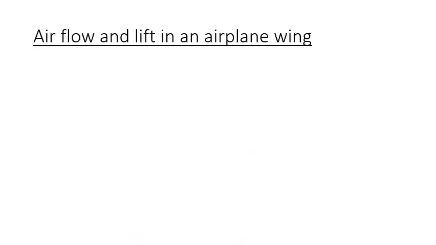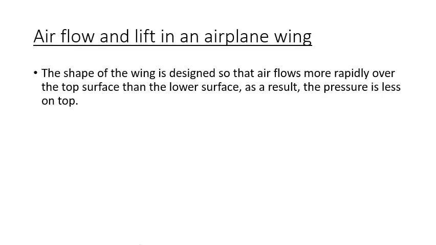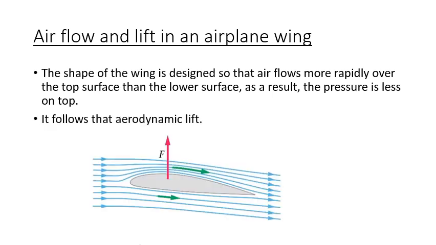So Bernoulli's principle has lots of applications, and one of them is the airplane wing. If you think about the shape of the airplane wing, it is designed so that the airflow goes more rapidly at the top of the wing, and at the bottom of the wing the airflow is slow. When you have faster airflow, the pressure will be less at the top part.